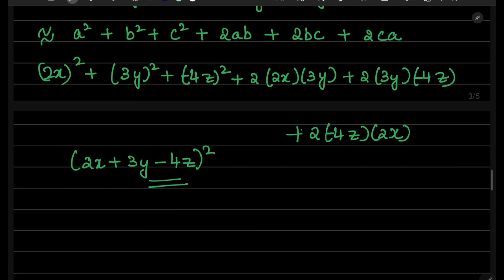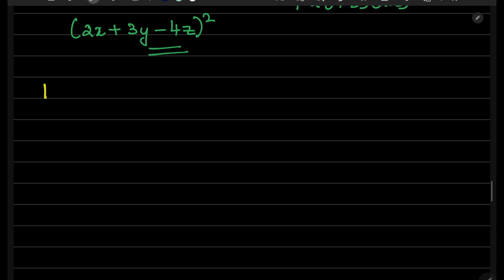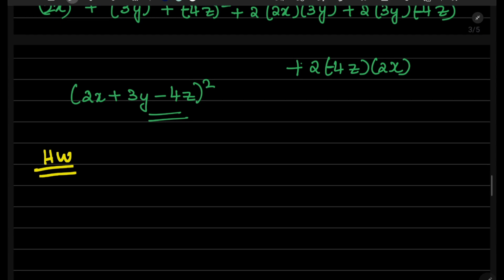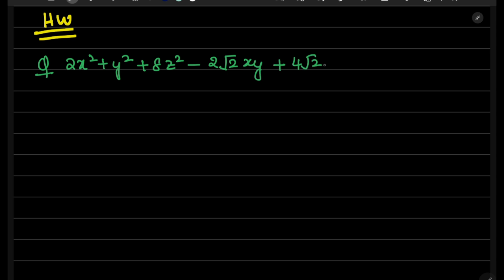Okay. Let me give you one question for your homework. Homework is nothing but similarly, you have to just convert the expanded form into compressed form. The question is 2x square plus y square plus 8z square minus 2 root 2 xy plus 4 root 2 yz minus 8xz. Okay, so you have to convert and write it in the compressed form. You have to just solve it and factorize it. Okay, factorize.